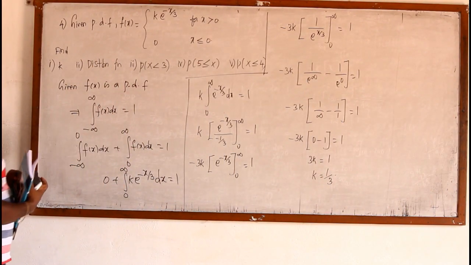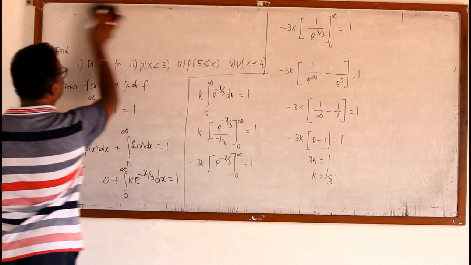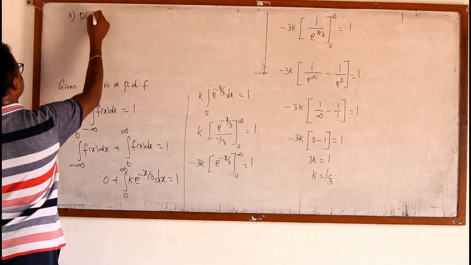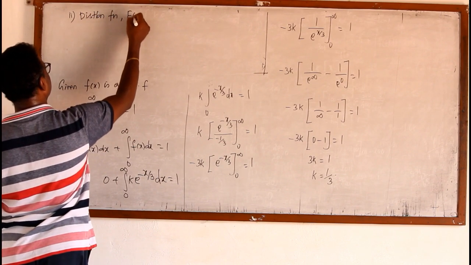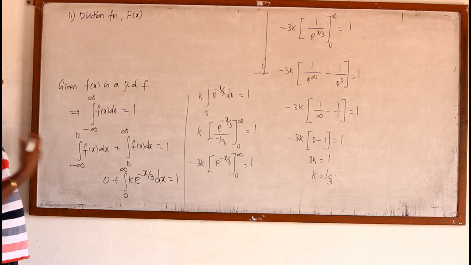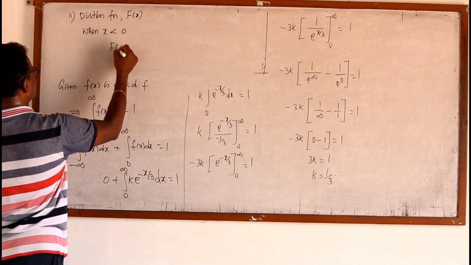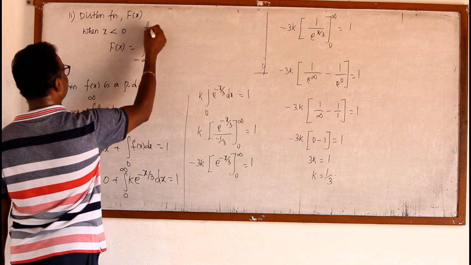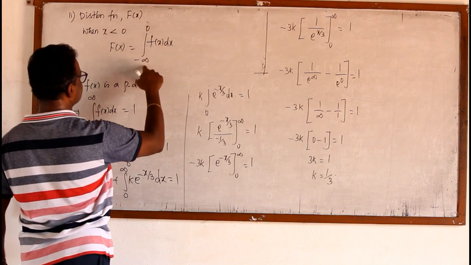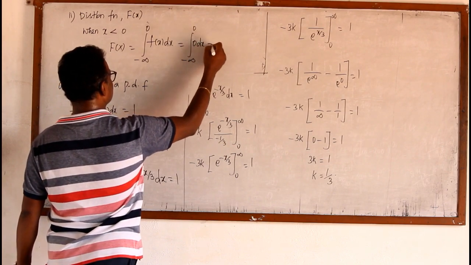Now let me go for the distribution function. With the k value, f of x is k into e power minus x by 3. Second question: the distribution function, that is capital F of x. I have to add the previous functions too. First, when x is less than 0, capital F of x is the integral from minus infinity to x of f of x dx. But the function does not exist from minus infinity to 0, so it is 0 into dx, so it is 0.